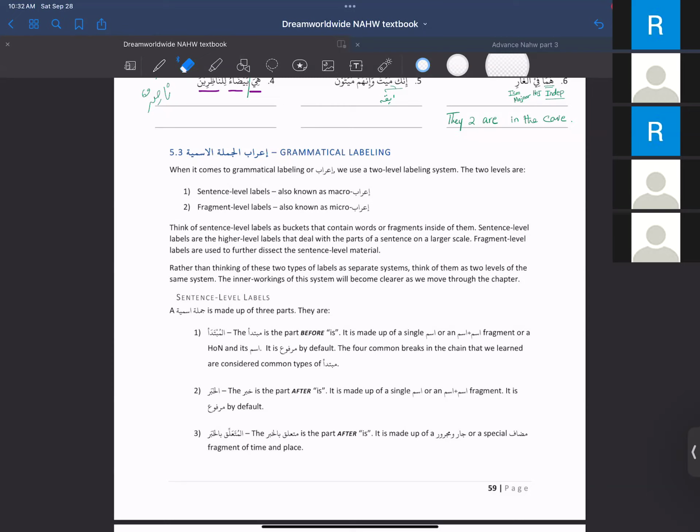So last class we were talking about grammatical labeling. How many different kinds of label do we know? Two types. Micro and macro. Okay, so which one is which? Analyze the fragments of a sentence, then it is micro, a deep analysis. So big label, when we are looking from above, Mubtada and the khabar, you can think that way when we are in a helicopter, right? So when we are looking down, this is our macro view, right? Because we are looking at everything big.